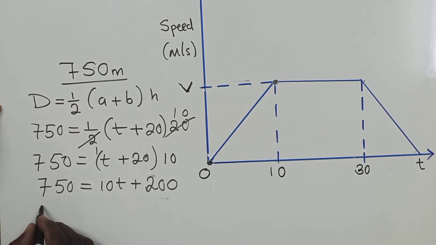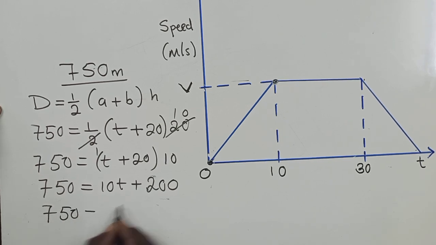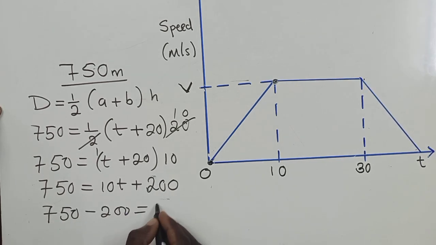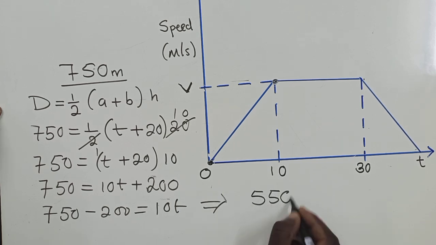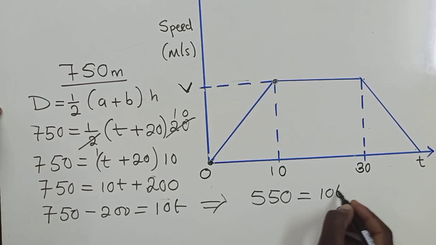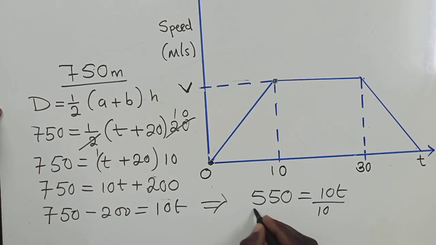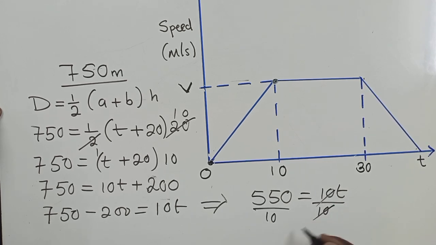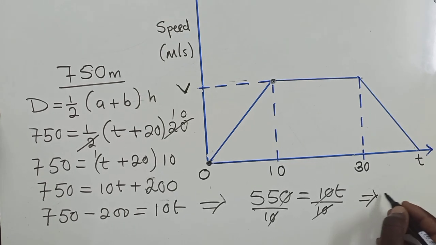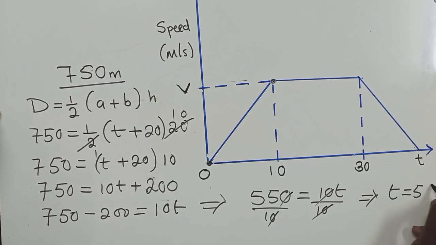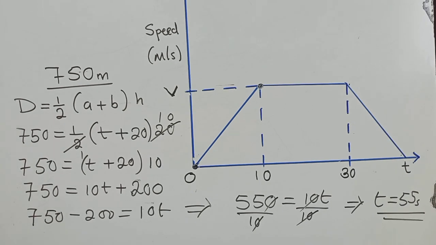So the next thing will be to group the like terms. We will have the 200 this side, and 10t. So when we say 750 minus 200, we get 550, which is equal to 10t. We divide by 10, divide by 10. We find that this 0 and 0 will cancel. Our answer will just be t is equal to 55 seconds. So this is how you answer this one.